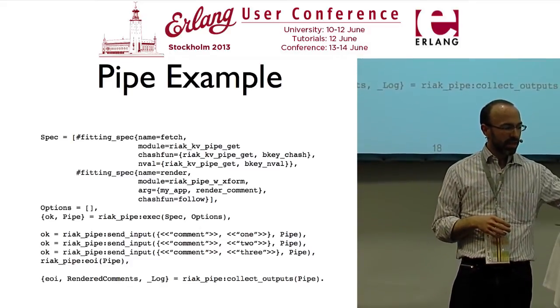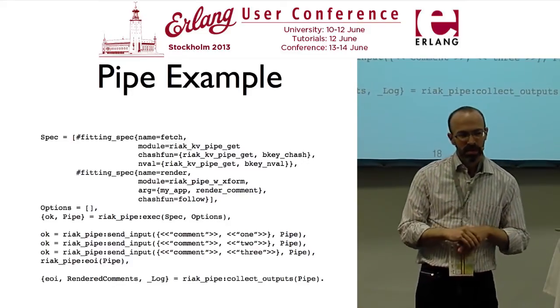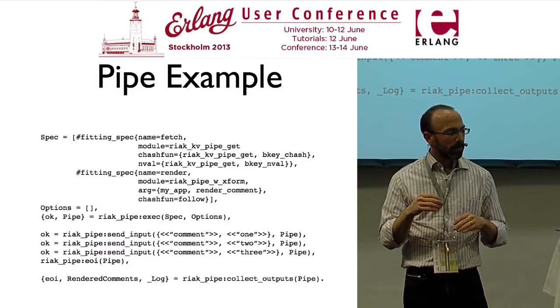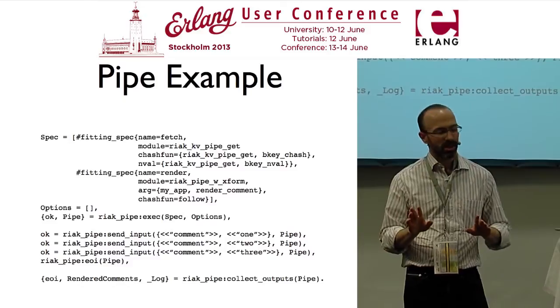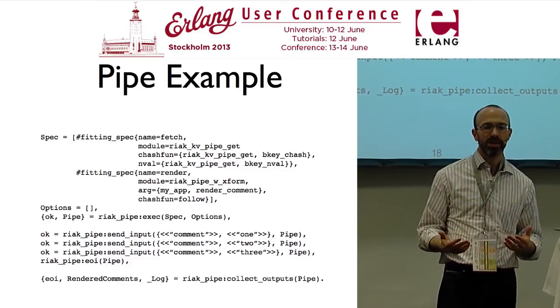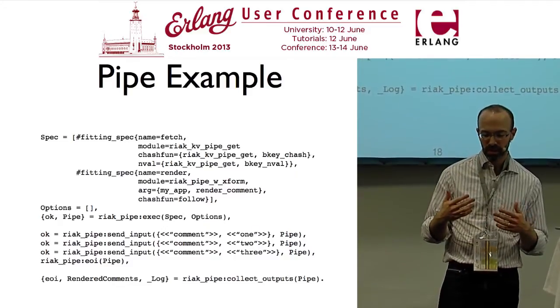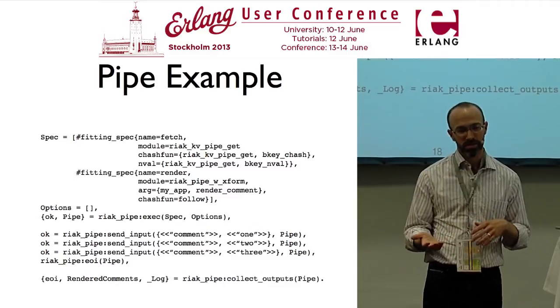The last bit of that section says EOI. That stands for end of inputs. So a pipe can stay up for as long as you need it to stay up. But sometimes it's useful to say, I'm not going to send this pipe any more inputs, like I'm done. And that allows pipe to shut down workers.